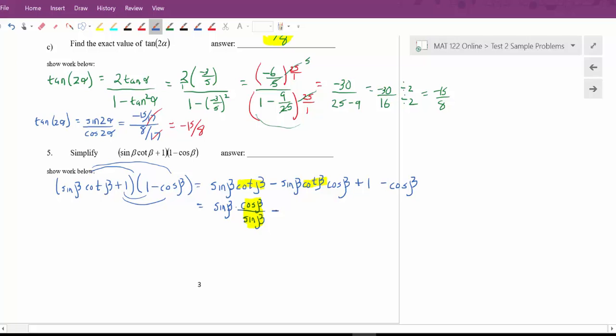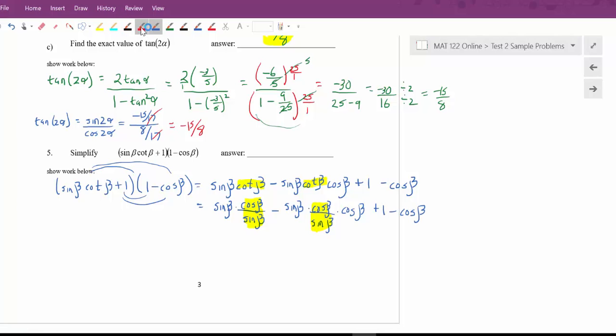Then I'm going to bring down the rest, and I'm going to replace the cotangent of beta again. I also have a cotangent of beta here. I'm going to do the same thing. I'm going to replace that with cosine beta over sine beta. And I'll have a few simplifications that occur when I do that. And let's see, bringing down the rest of this, this is going to be cosine beta. Then I have plus 1 minus cosine beta.